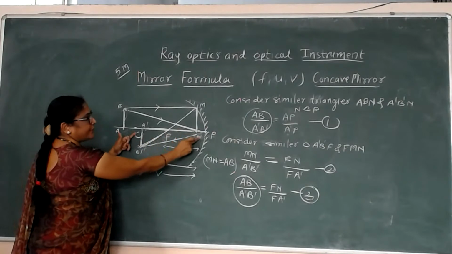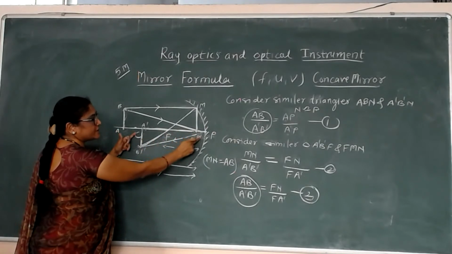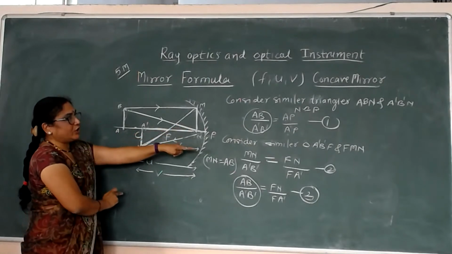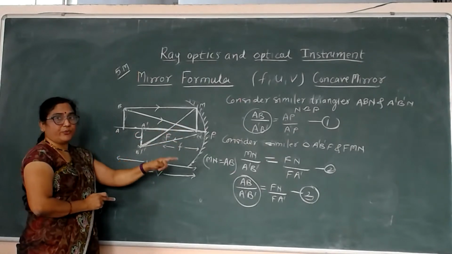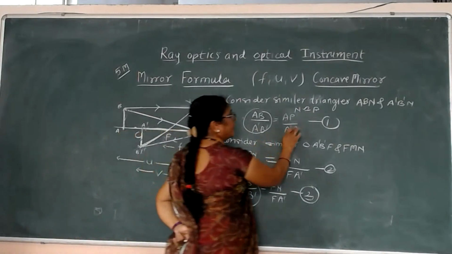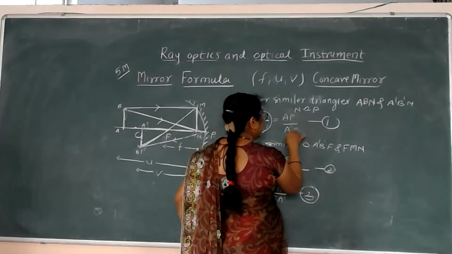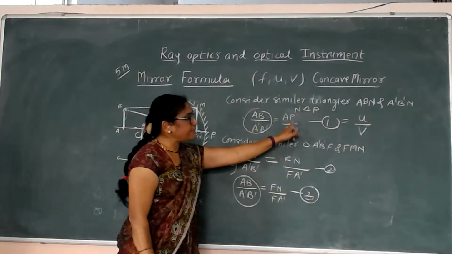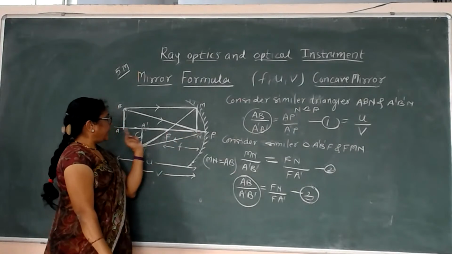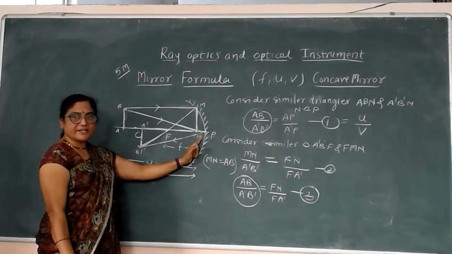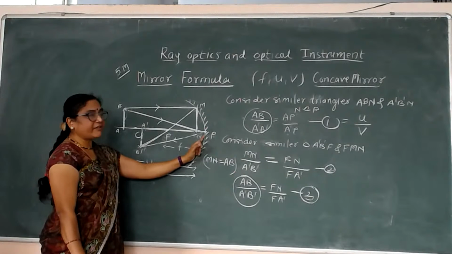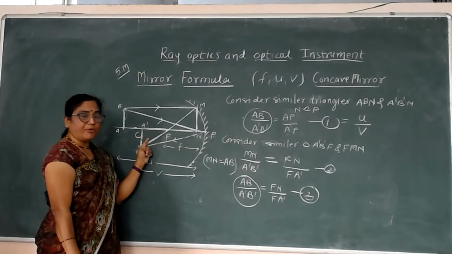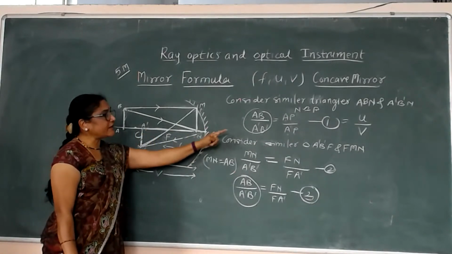And this A'P is known as the image distance, and this value is denoted by the letter v. Means AP is equal to u and A'P is equal to v. Therefore, AP by A'P is equal to u divided by v. AP is the object distance, and that object distance is equal to u. And here A'P, all the distances are measured from the pole. Therefore, A'P is equal to v.